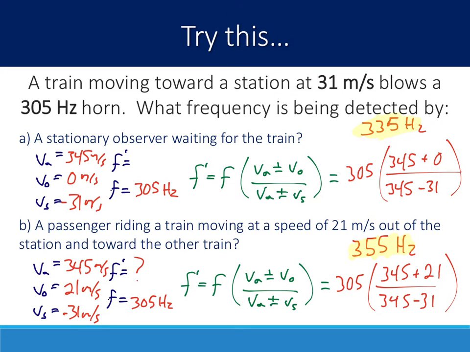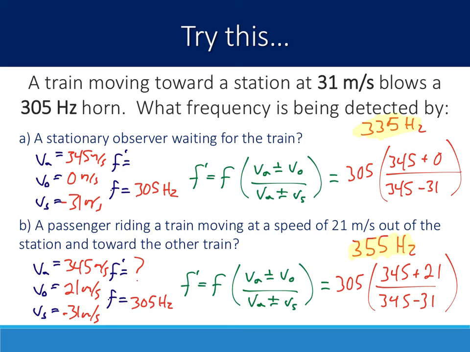And that's the logic that we're going to be using. In this example, I want to put a few numbers to what we've just been talking about logically. So in the first example, we have a stationary observer waiting for a train. And the train is moving towards the station at 31 meters per second, and it sounds a horn at 305 hertz. So this would be the frequency you would hear if you were on the train. What frequency would be detected by an observer who's standing next to the train and it's coming at them?